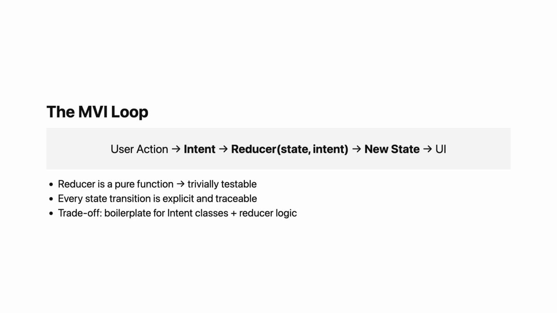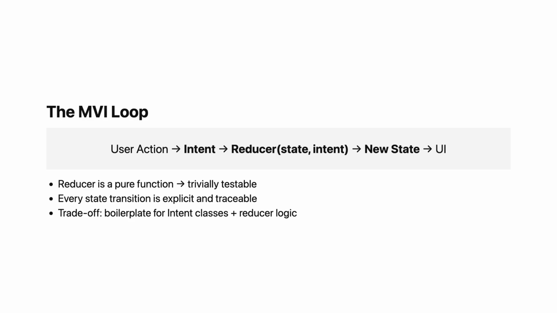If you have not used MVI before, let me explain the full loop. The user performs an action, tapping a button, typing in a search field. This produces an intent, not an Android intent, just a sealed class representing the user's intention. Load profile, search users, retry request. The view model receives this intent and processes it through a reducer, a pure function that takes the current state and the intent and produces the new state. Current state is loading, intent is data loaded with users, new state is success with users.